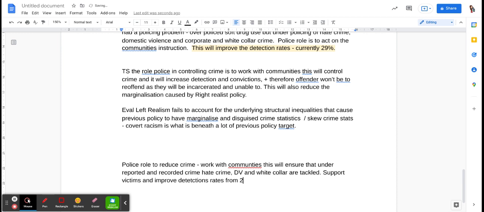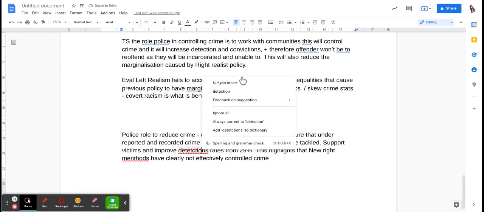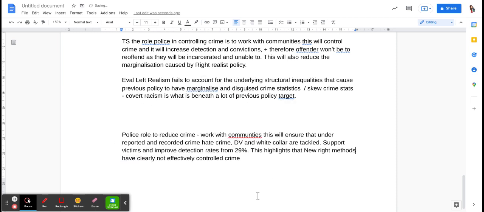from 29%. This highlights that new right methods have clearly not effectively controlled crime. It highlights to me, without saying I, that their rates of controlling crime clearly haven't worked. It hasn't effectively controlled crime, particularly in most recent years. I mean, it might be expensive to use that strategy in terms of the role of police, but it's clearly, I think, what's needed. This might be an expensive way to try and control crime.